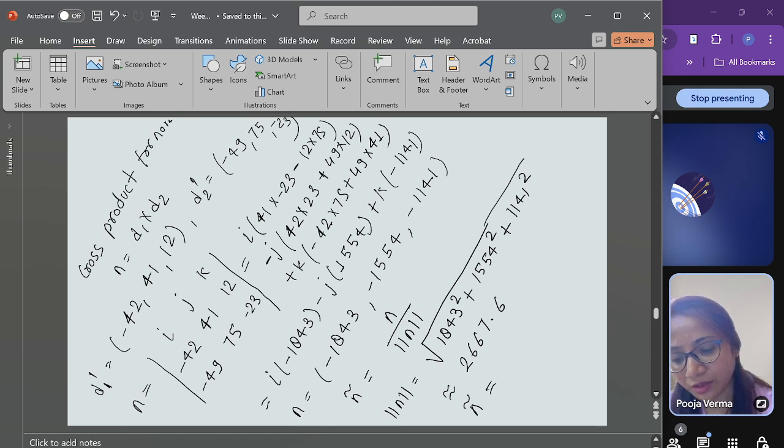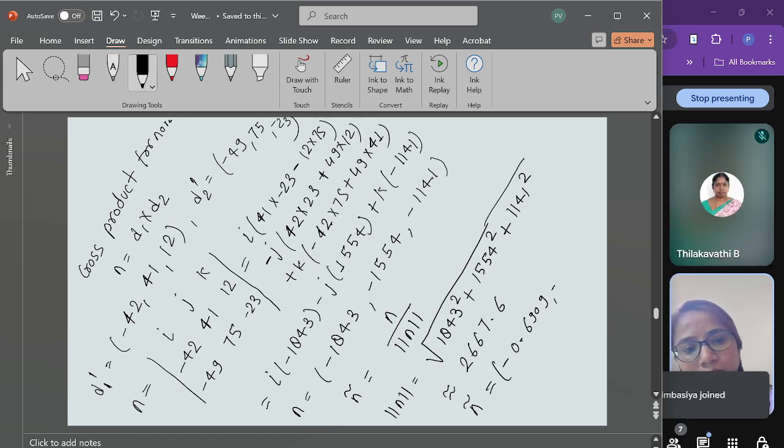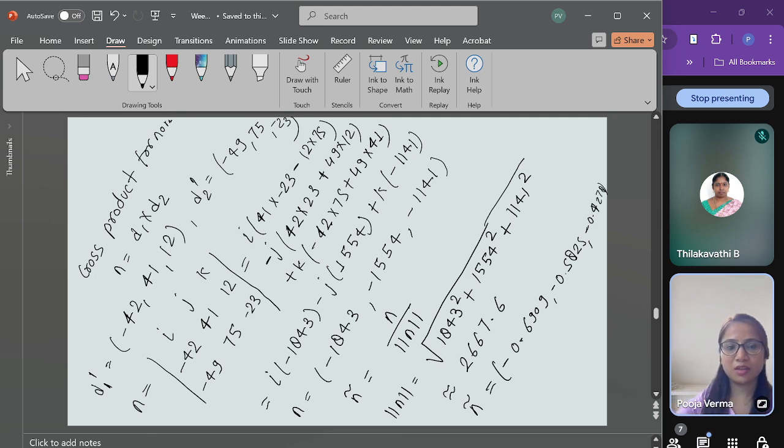Okay, now further you have to calculate the unit normal of that cross product of D1 and D2. So you will get minus 0.6909, minus 0.5825 and minus 0.4278. Okay, so this is the unit normal, and further you can normalize it also.